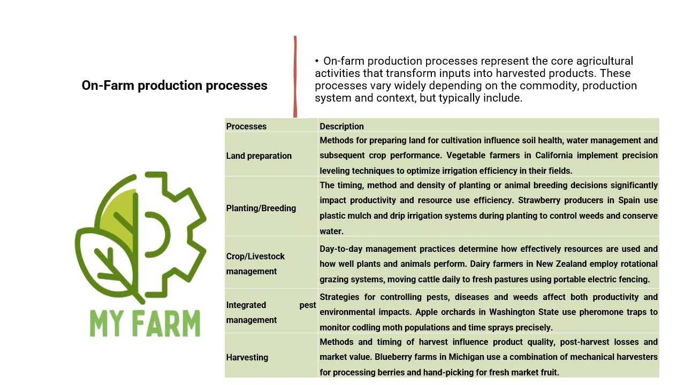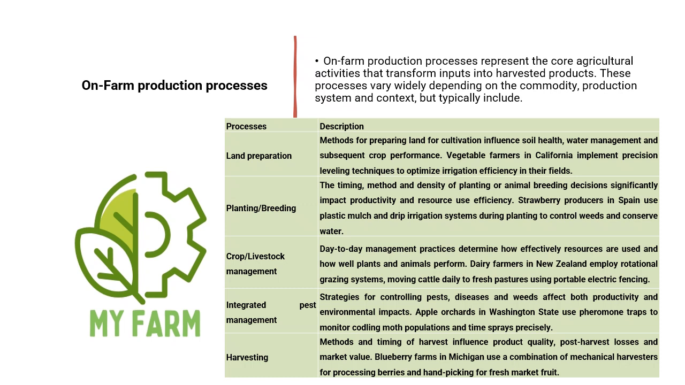On-farm production processes represent the core agricultural activities that transform inputs into harvested products. These processes vary widely depending on the commodity, production system, and local context, but certain key activities are common across different farming systems. Land preparation methods influence soil health, water management, and subsequent crop performance.